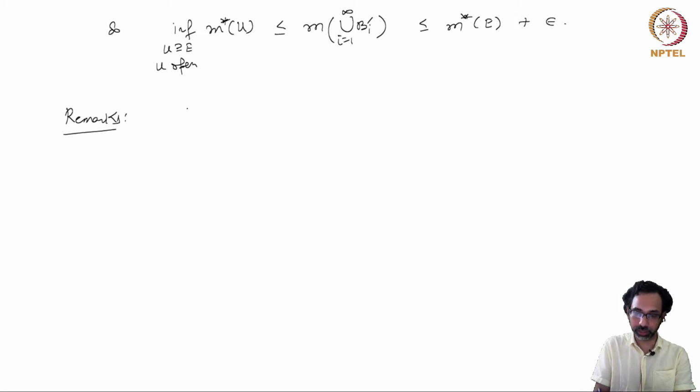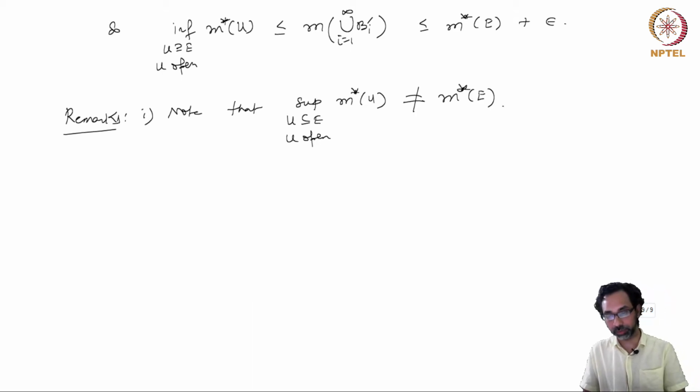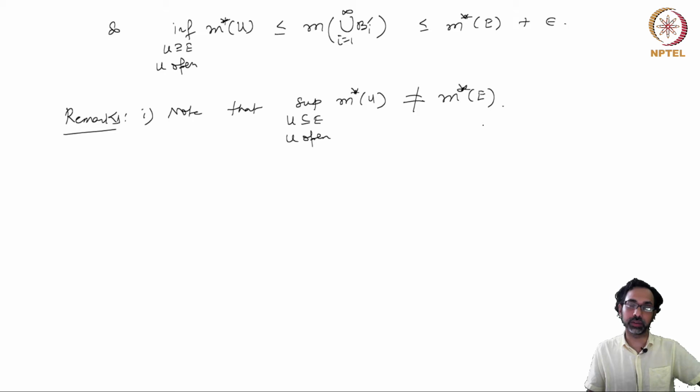The first is that, note that if we write the supremum of m star U over open sets U inside E, so this is some kind of inner regularity but with open sets, then this may not be equal to m star E. This is because since we are considering arbitrary sets E, there may not be sufficiently many open sets, or there may not be any open sets which are subsets of E, and so on the left hand side you will get simply a 0, but the right hand side may be non-zero.